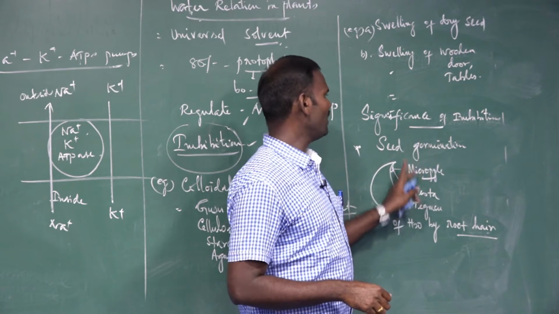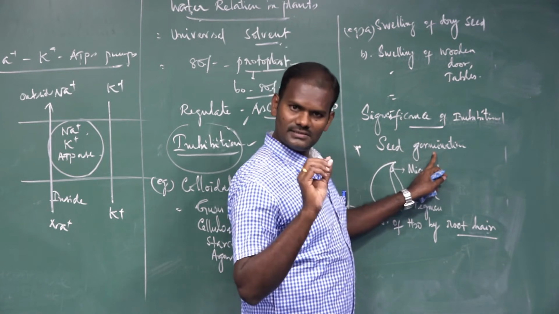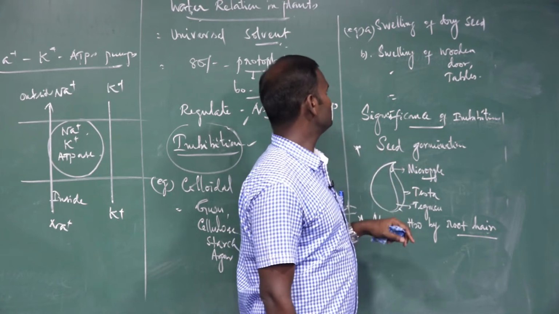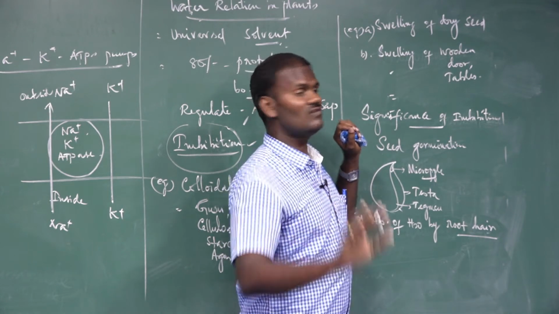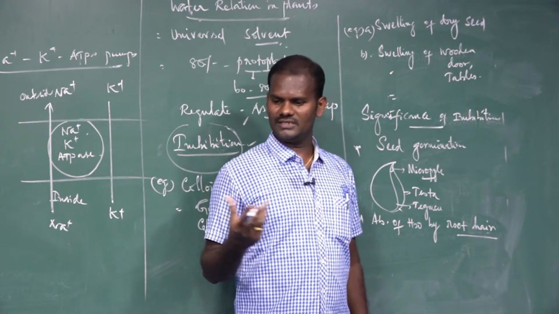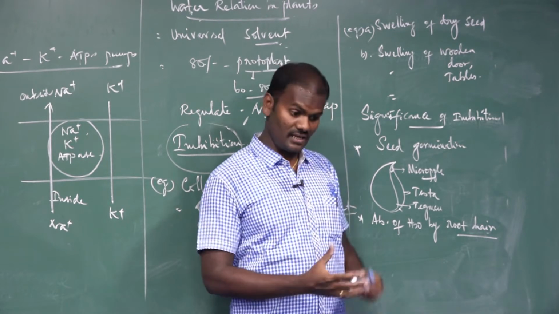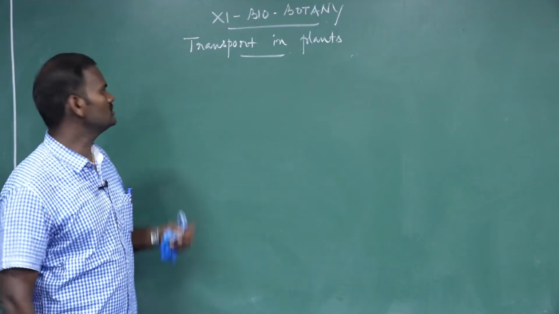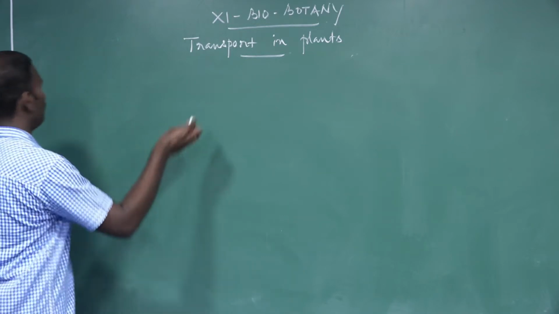So these are the two main significances of imbibition. One is that imbibition plays an important role in seed germination. The second is water absorption by the root hairs. Examples of imbibition: swelling of dry seeds when placed in water, and swelling of dry wood, windows and tables during the rainy season due to the absorption of water molecules.